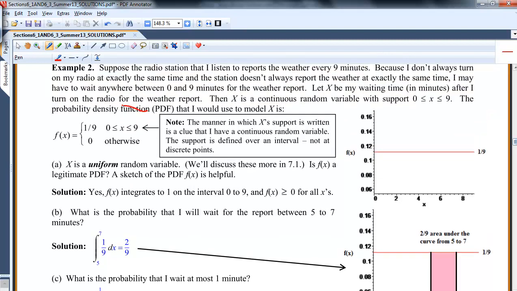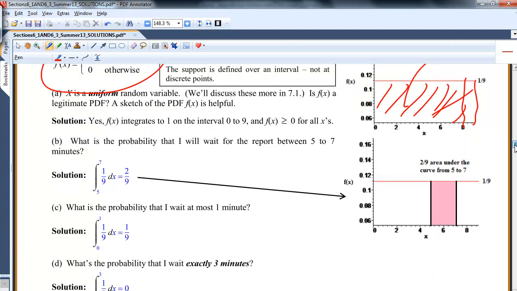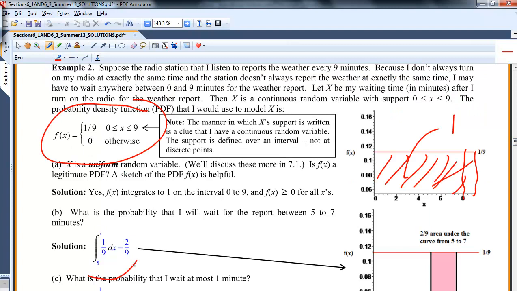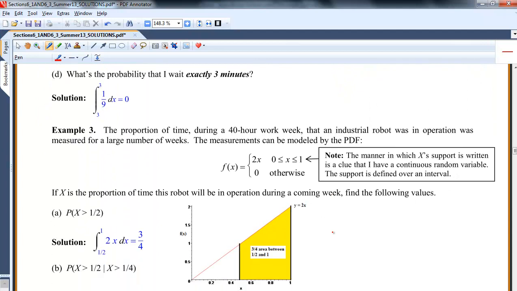Here's a density function I gave you. F of x is 1/9 from 0 to 9. If you integrate 1/9 from 0 to 9, the area under here, that's 8, here's 9, the area under here is 1. You can just look, it's a rectangle. The probability that x is between 5 and 7, I just integrate between 5 and 7, or if you have a nice picture, you can just geometrically say what that probability is. You're allowed to do it that way. That's absolutely fine. Here's another random variable.